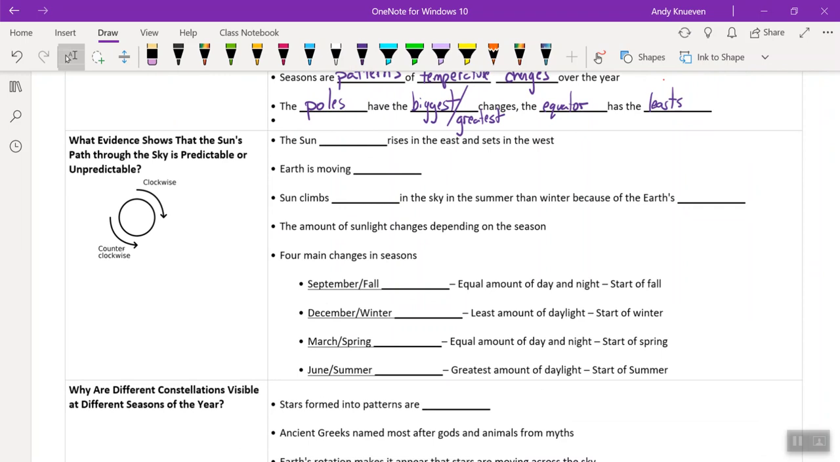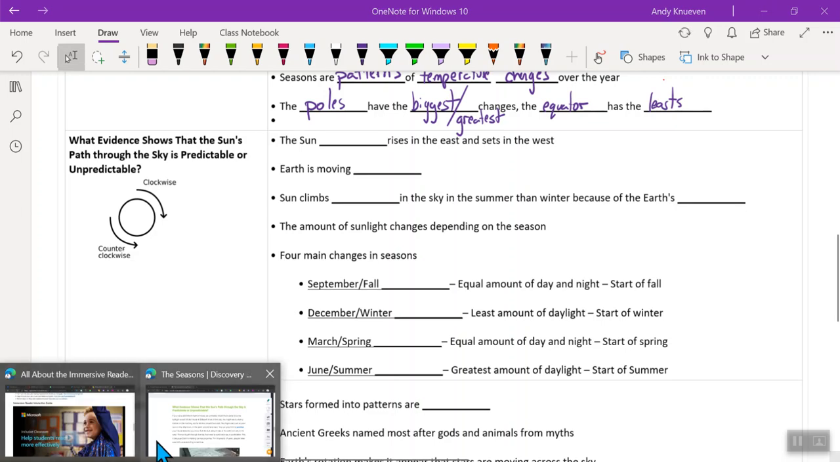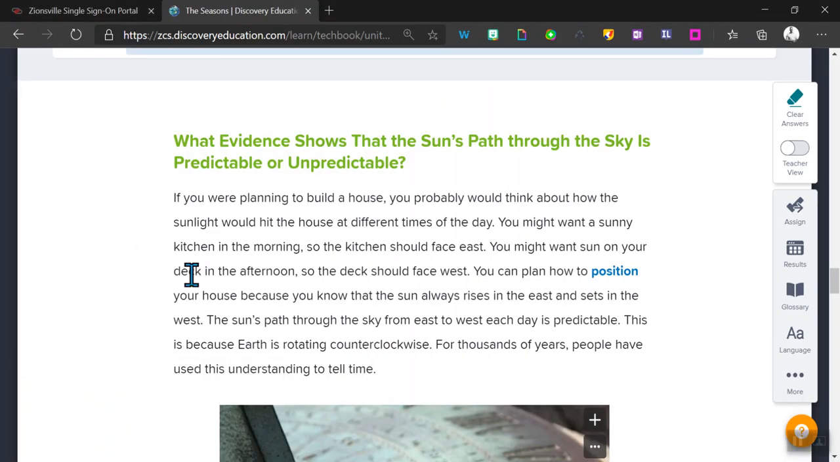All right, so what evidence shows that the sun's path through the sky is predictable or unpredictable? Well, if something is predictable, that means that we can expect it to happen. Unpredictable means that we didn't expect it to happen. So, going back to our reading, if you were planning to build a house, you'd probably think about how the sunlight would hit the house at different times of the day.